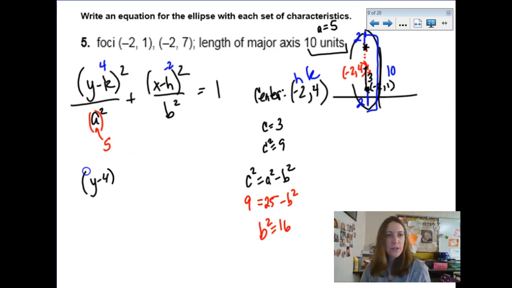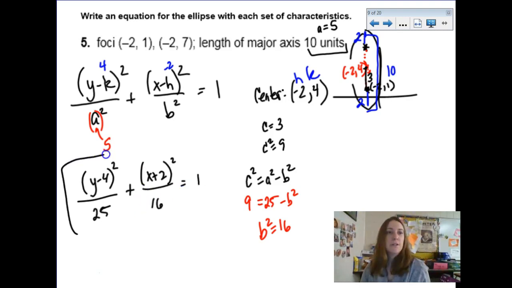y minus 4 squared over 25 plus x minus -2, so x plus 2 squared over b squared, which is 16, equals 1. Love it.